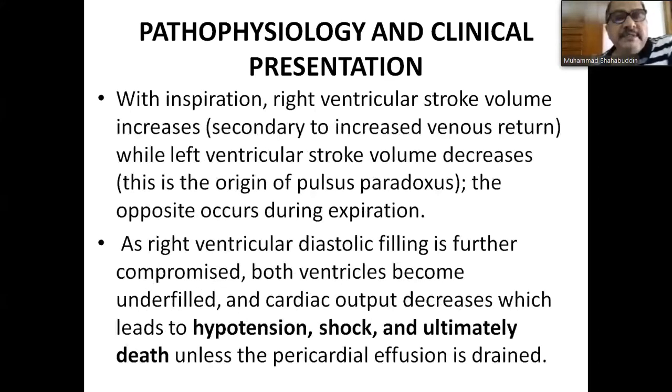With inspiration, the right ventricular stroke volume increases secondary to increased venous return, while the left ventricular stroke volume decreases. This is the origin of the pulsus paradoxus. This is normal physiology, but when there is exacerbation, it is termed pulsus paradoxus. Originally, this was described as paradoxus because in inspiration there is an increase in right-sided stroke volume, but it decreases the left-sided stroke volume.